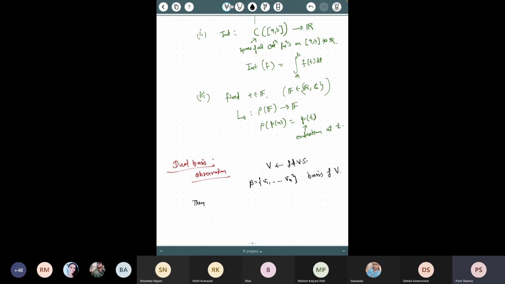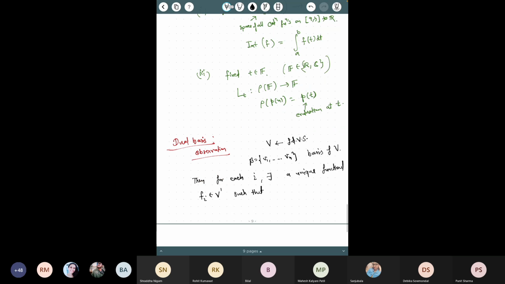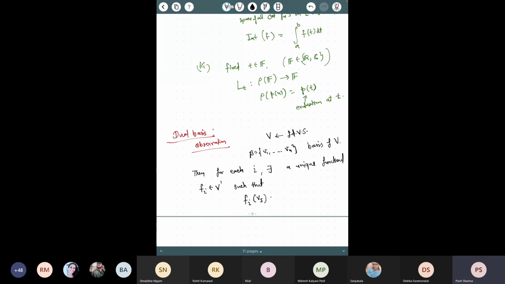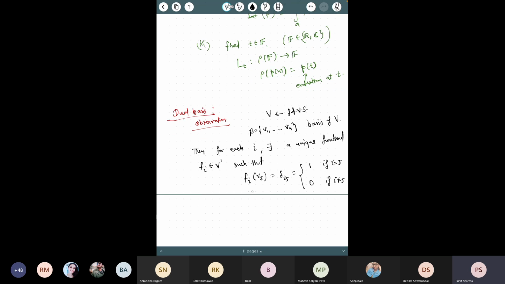Then for each i, there exists a unique linear functional, let's say fi in V dash, such that fi of Vj is equal to the Kronecker delta del ij. That means it is 1 if i equals j and 0 if i is not equal to j. Now tell me whether whatever I have written is true or not, and if it is, why it is true.